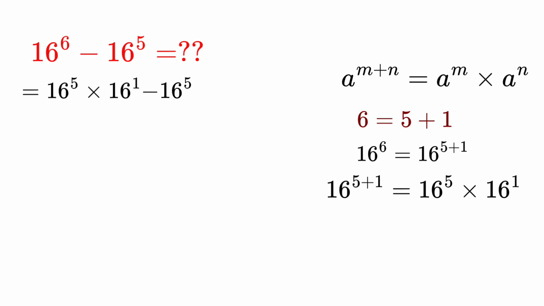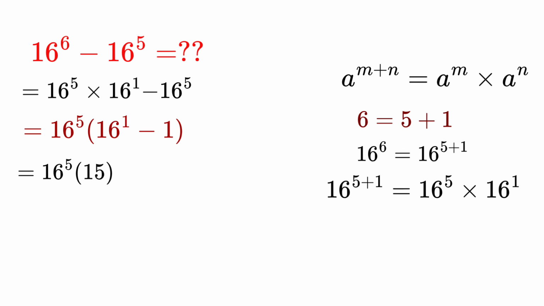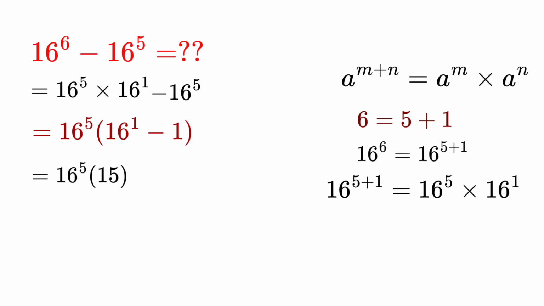Now take 16 power 5 common, so it becomes 16 power 5 into 16 minus 1. Now, by simplification, it becomes 16 power 5 multiply 15. Oh, we've reduced our problem significantly.